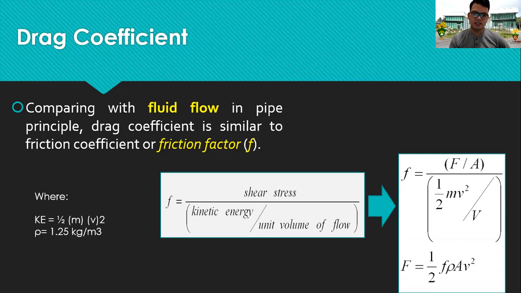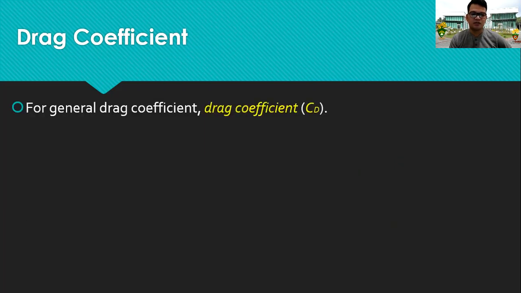So this is the simplified formula for getting the friction factor, considering the shear stress and kinetic energy. Somehow we can have the force, okay? Force is equal to 1/2 of the friction factor times density of air times the area of the material times the velocity square. So that's how we get the force resisting, which relates to the fluid flow frictional factor.